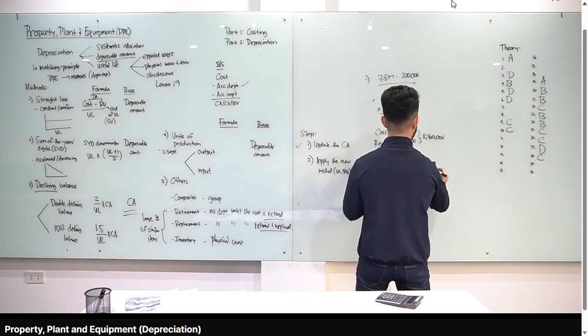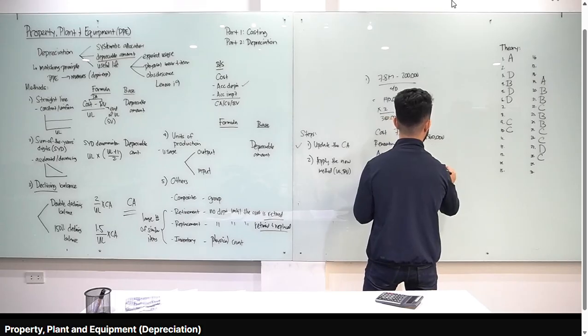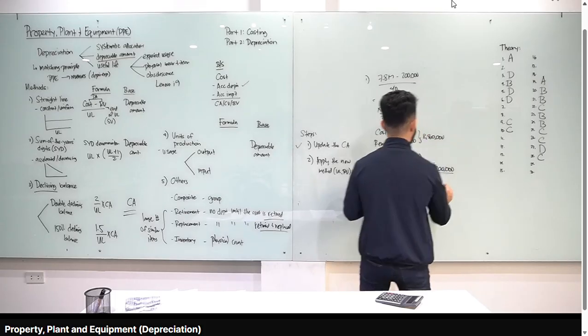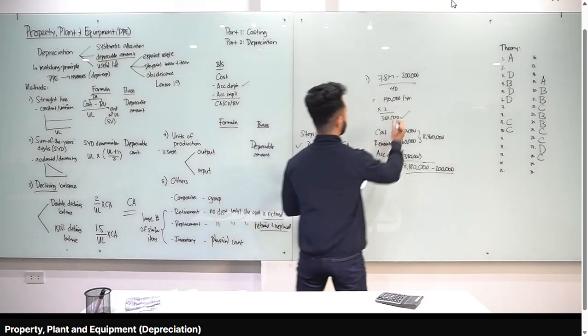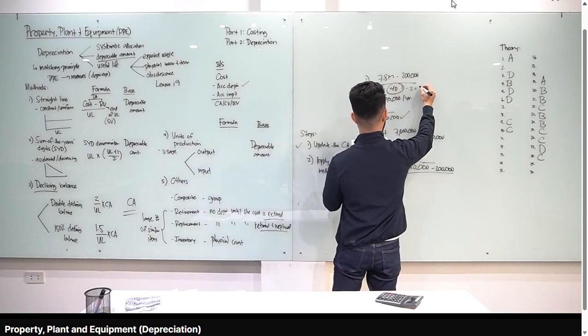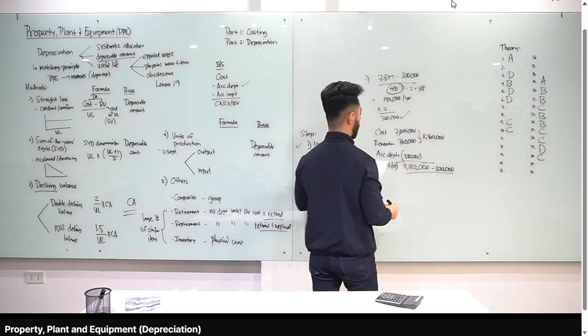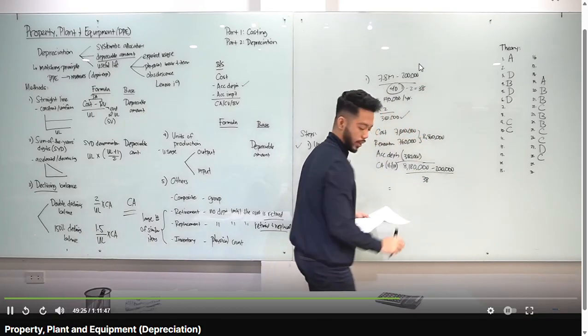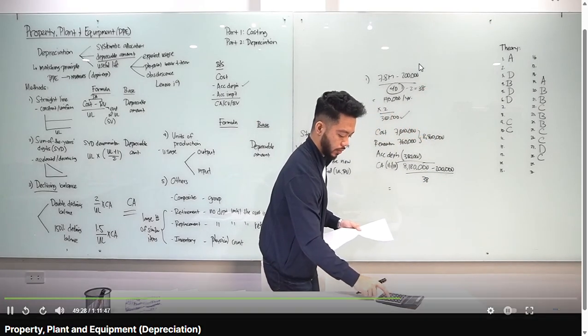So, 8,180,000, i-minus natin yung residual value. Tingin ka dun sa first bullet, 200,000 yung residual value. Minus 200,000 over, ang remaining life mo na lang, originally, meron tayong 40 years. Tama? Nag-depreciate na tayo ng 2 years. Therefore, remaining life natin is 38 years. Tama ba? 38. So, 8,180 minus 200,000 divided by 38.